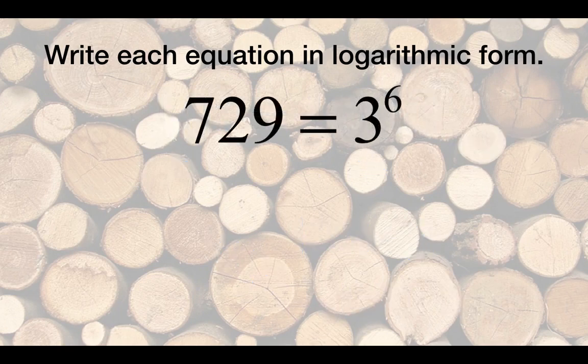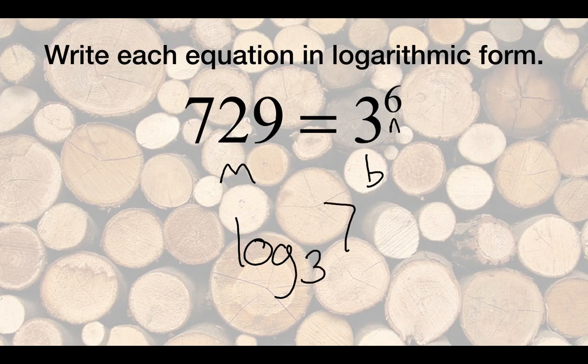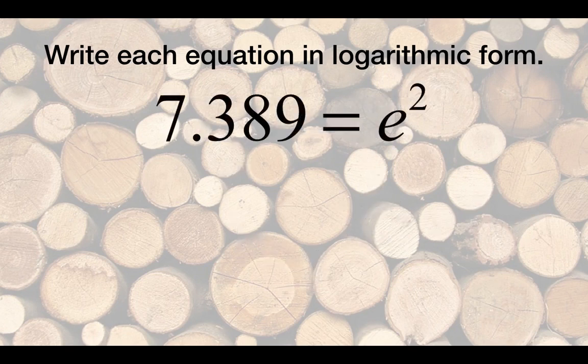Alright, so now let's try this. 729 is 3 to the 6. Now, this might throw you off because you're seeing 729 first, but remember, it's still going to be b to the n equals m. So, log base 3 of 729 is 6. Alright, here's our last one.